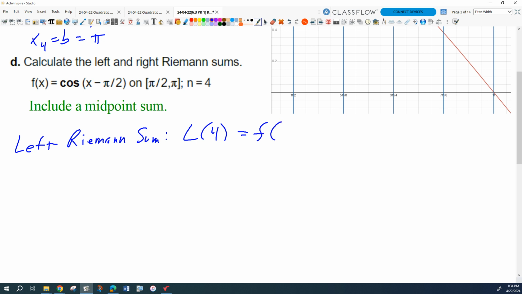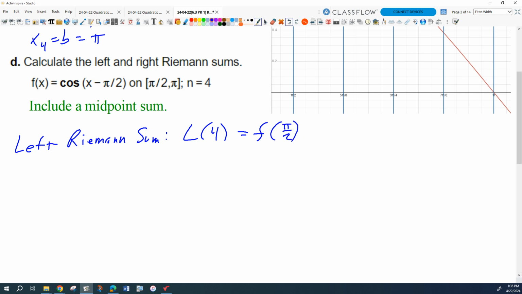Tell me, I want the location. What's the left edge of the first rectangle? X equals what? Pi halves, right? The left edge of the first interval is where we start, isn't it? Everybody agree? Where we start defines the left edge of the first rectangle. The right edge would be where we would be after one step, so that would just be x sub 1. So f of x sub 0, which is just f of pi halves.